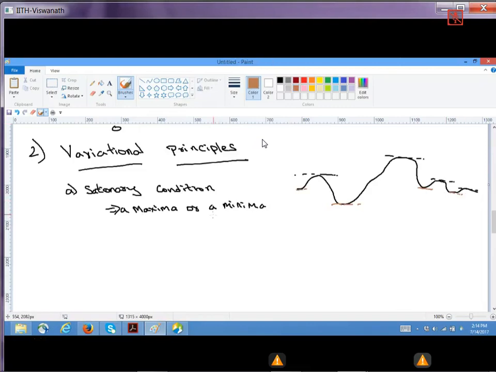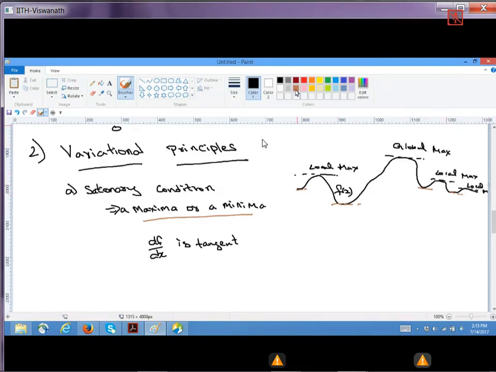So wherever a maxima or a minima occurs, we know that if this function is f, then we know that there is a tangent. So at maxima, this is a local max, this may be a global max, but we don't differentiate between a global and a local max. Local max. This is a local minima, and this can be a global minima.